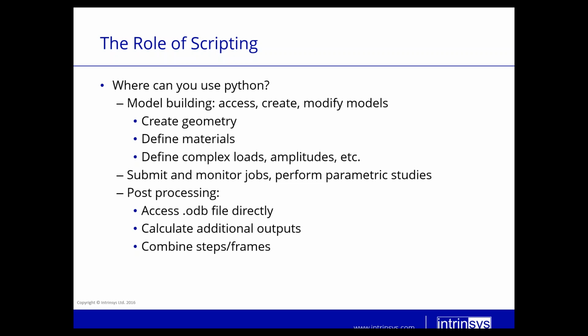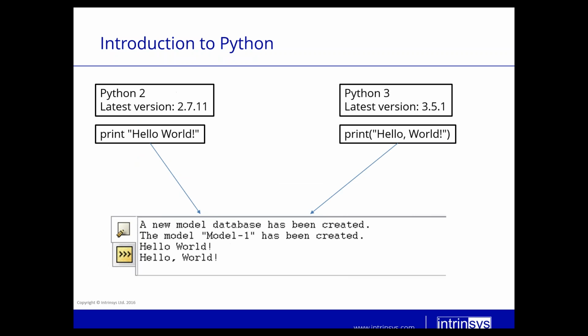We can use it to automate tasks and perform parametric studies. If we have a Python-based optimizer, for example, we can also do optimization type studies using Python. Also, we can use it to post-process. Either we can access the ODB file and extract results, or we can generate new frames or new outputs from existing solved outputs. Also, we can use it to combine steps, frames, and so on. So you see there's a wide range of possibilities that we can do using Python.